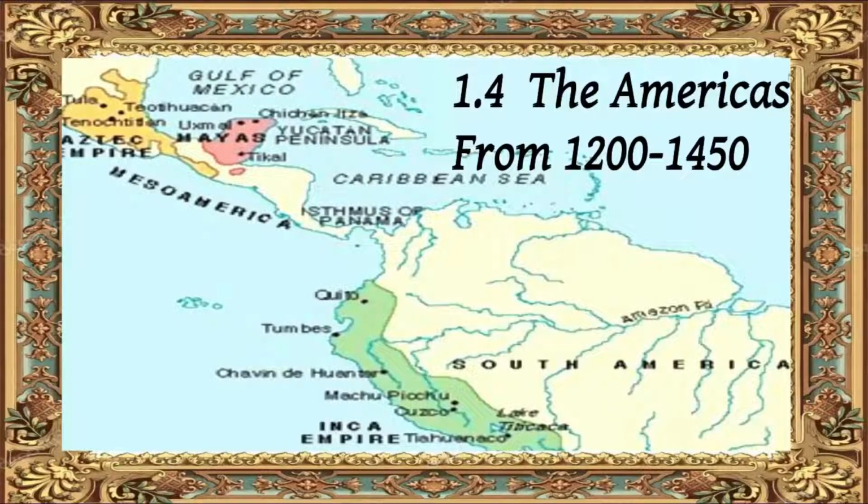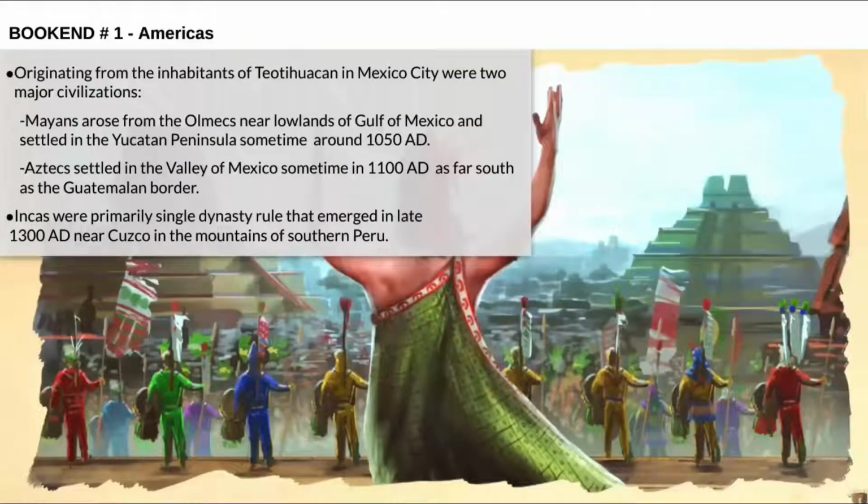Unit 1.4, The Americas. Bookend number 1. Originating from the inhabitants of Teotihuacan in Mexico City were two major civilizations. The Mayans arose from the Olmecs near the lowlands of the Gulf of Mexico and settled in the Yucatan Peninsula sometime around 1050 AD. The Aztecs settled in the Valley of Mexico sometime in 1100 AD as far south as the Guatemalan border.